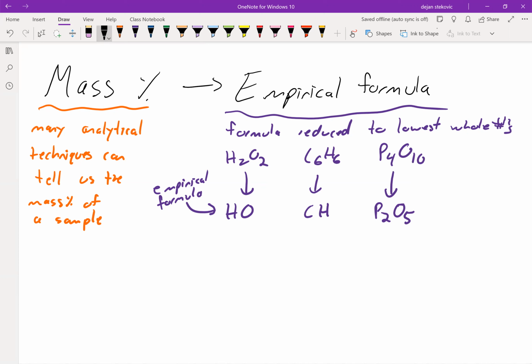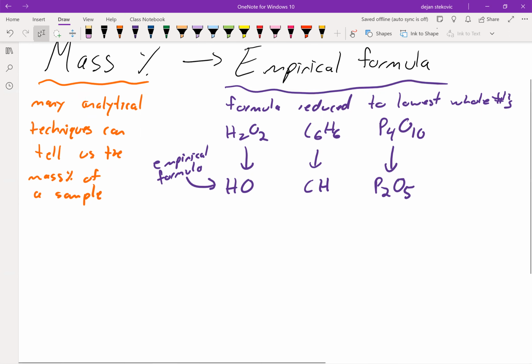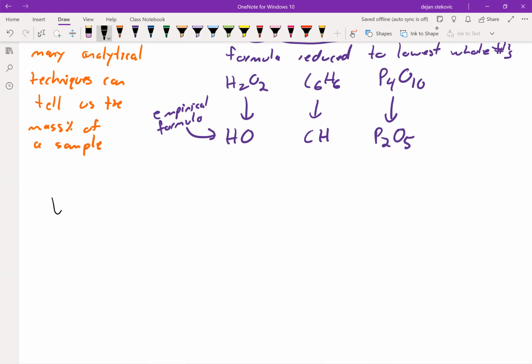And so that's the cool thing about mass percent: it can tell us the empirical formula, and then with some other techniques, we can actually find out what an unknown is, right? And a big part of chemistry is, hey, here's something, we don't know what it is. You as a chemist, tell us what it is. So let's take an example of this.